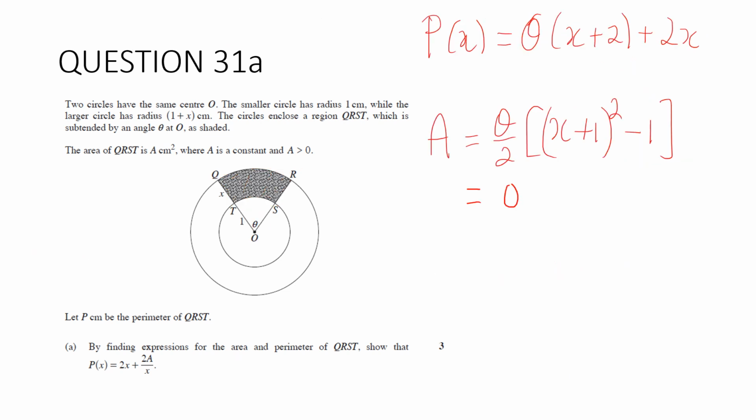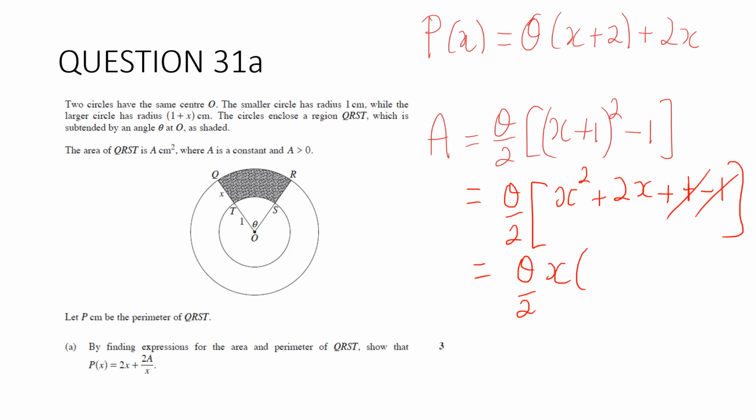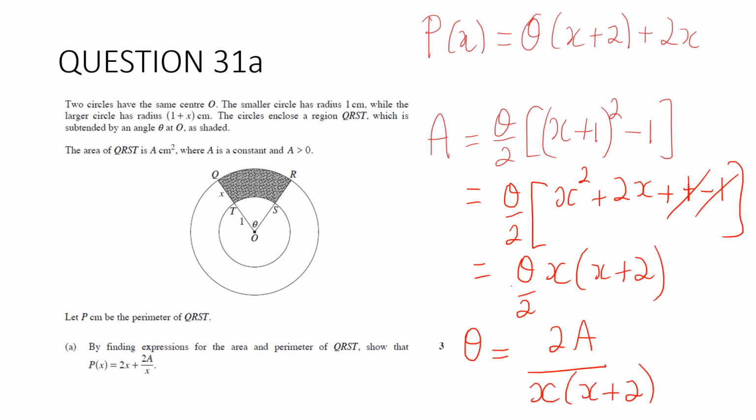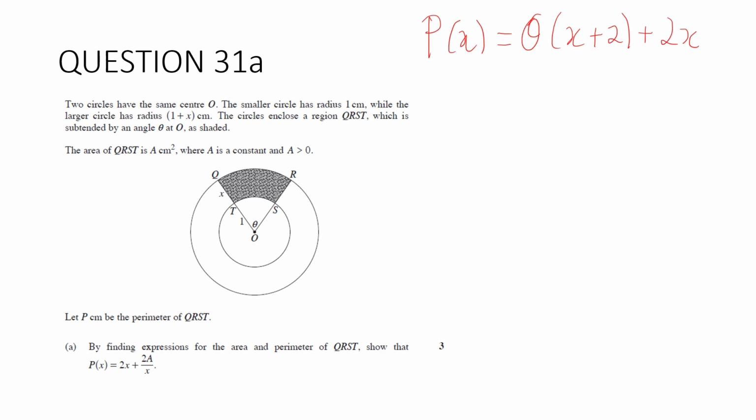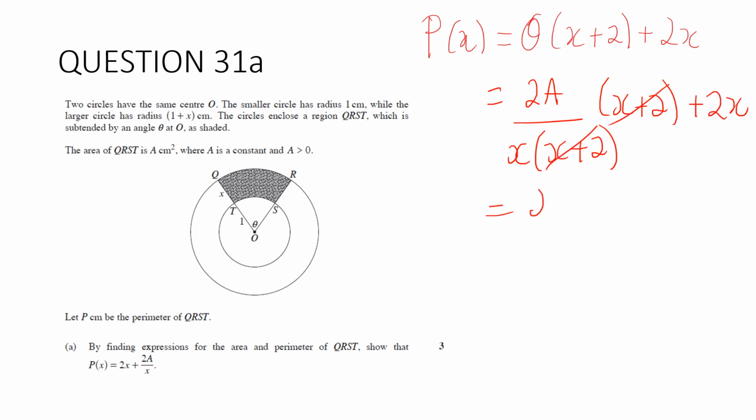Let's just tidy this up a bit. We've got theta on 2. Expanding this out, we've got x squared plus 2x plus 1, minus 1, equals theta on 2. That, of course, cancels out, and we're going to have x and then x plus 2. Now we want to make theta the subject of this. So theta is going to be equal to 2A over x times x plus 2. And I'm going to take this here and substitute it in there, which will give me, instead of theta, 2A over x times x plus 2, times x plus 2, plus 2x, which is equal to 2A over x plus 2x, as required.